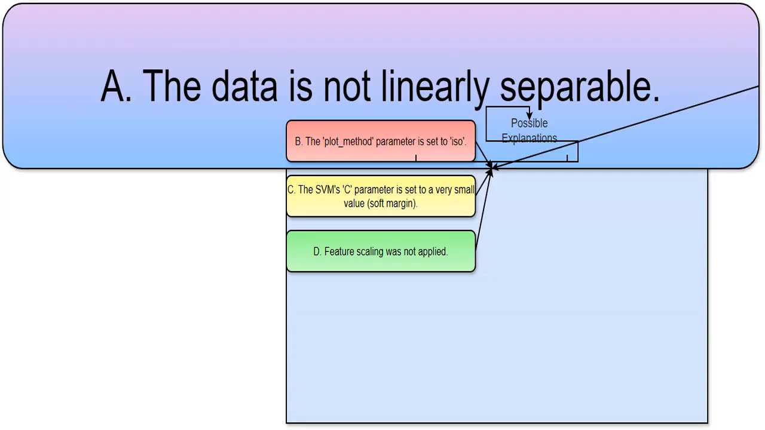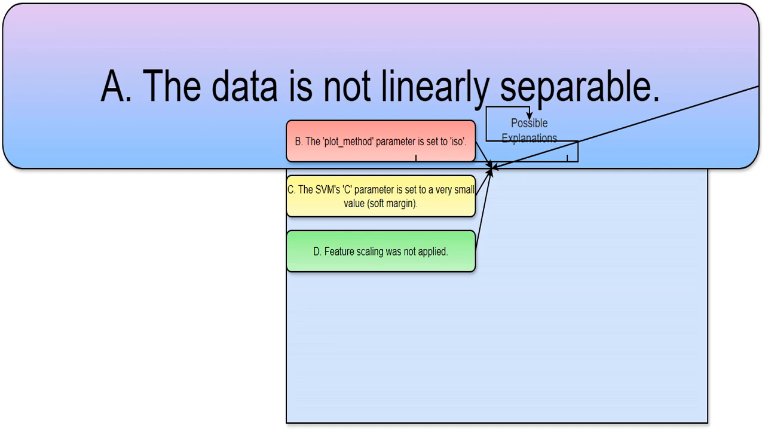A small C value allows for a soft margin SVM. This means the SVM allows for some points to be misclassified in order to find a better decision boundary overall. This can lead to a curvy boundary even if the model uses a linear kernel. It's like giving the SVM a little flexibility to wiggle the line to minimize errors, even if it means it's no longer perfectly straight.